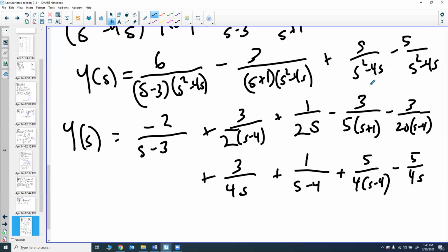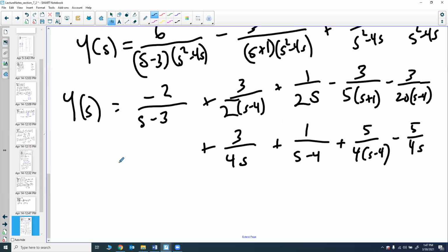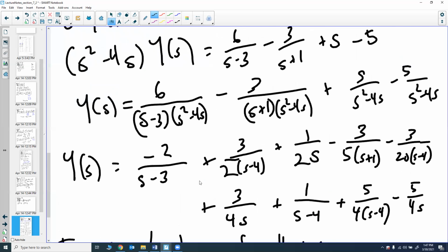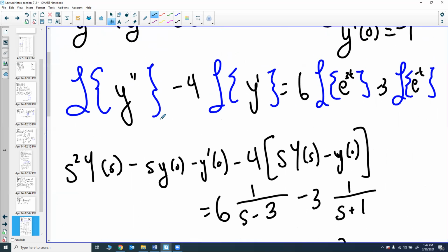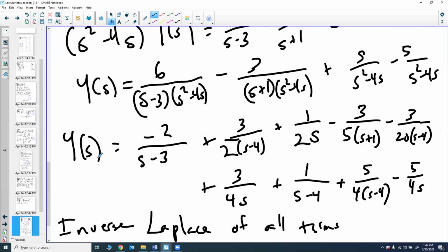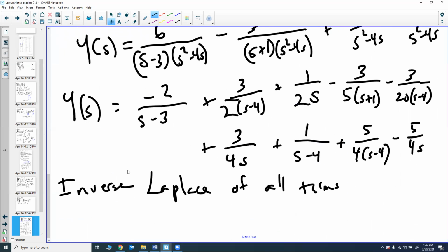So this is where technology is useful for this. This is why some people didn't like Laplace transforms before we had technology, but since technology would do this for us, it works out much nicer. And now all I have to do is take the inverse Laplace of all the terms. So you now would do inverse Laplace of all terms. So this is the process we go through. We first do the Laplace transform of both sides. Then we multiply everything out, collect all of our like terms, solve for Y of s, and then do the inverse Laplace of all terms.